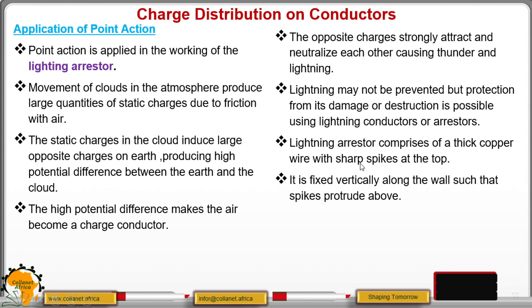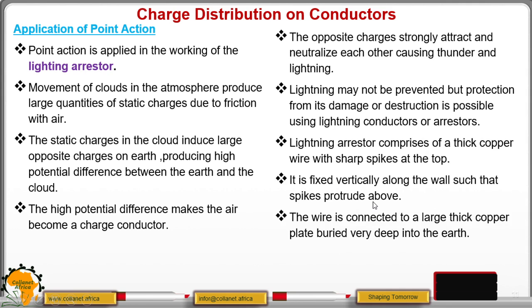Now, the lightning arrester is fixed vertically along the wall of a building such that the spikes protrude above the building. The wire is connected to a large thick copper plate, and the plate is buried deep in the earth. Remember, we have the conductor connecting the spikes and the plate. So the plate is buried deep in the earth and the spikes protrude above the building.